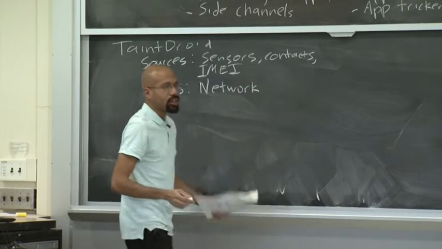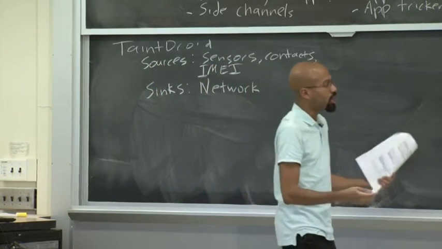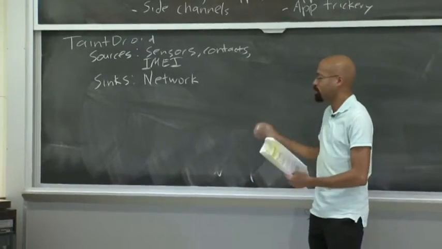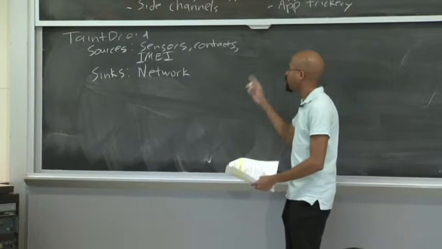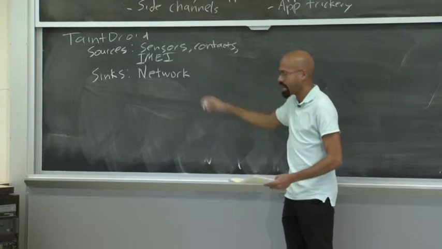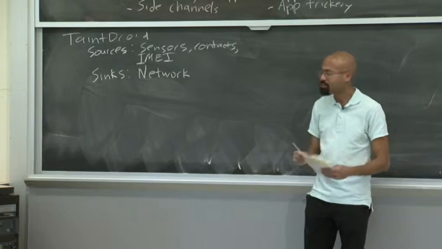But as we'll talk about later, you can generalize information flow to more scenarios than Taint Droid specifically covers. So you can imagine there might be other sinks in a more general purpose system. But for Taint Droid, they're really only caring about the network as the sink for information.